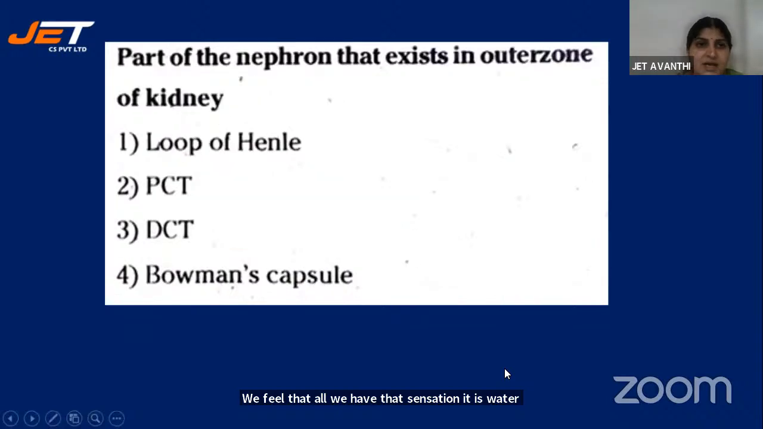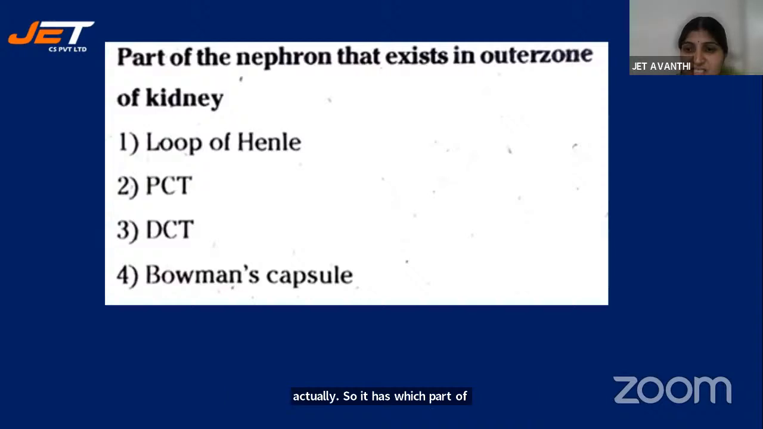Next, part of the nephron that exists in the outer zone of the kidney. So the outer zone of the kidney has what? Cortex. So what is the role of the cortex? It is dark in color, no? That dark color is because of what actually? So it has which part of the nephron? Loop of Henle, PCT, DCT, Bowman's capsule. It's a logical question. You have to be thorough with the structure of the nephron as well as the internal structure of the kidney. If you know, then you will be able to answer.